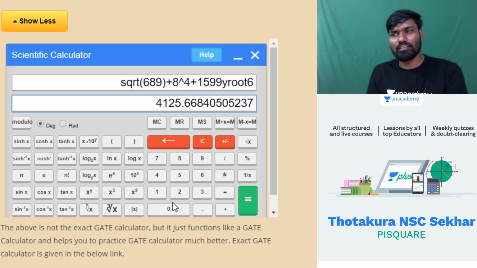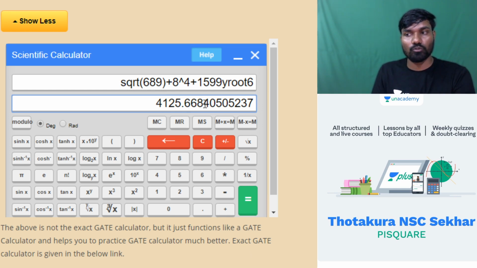If you follow the label, this is the initial result and this is the final result. Go for it, double click. 4125.668. Okay, this is one.